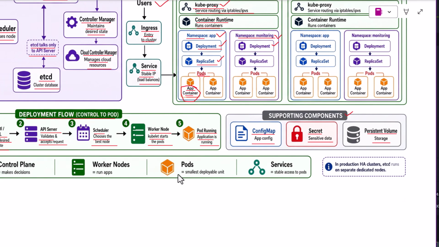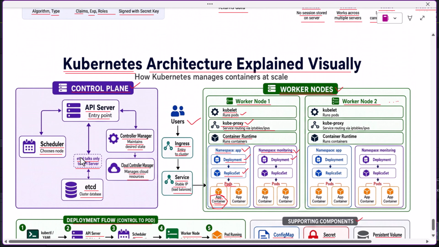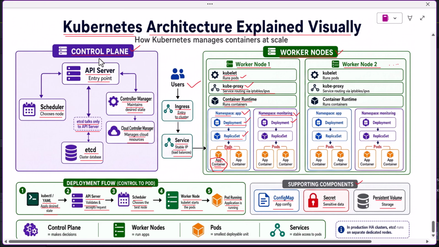Now let's quickly summarize the complete Kubernetes architecture. The control plane makes decisions and manages the cluster. The API server is the entry point. It stores cluster data. The scheduler chooses the best worker node. The controller manager maintains the desired state. The cloud controller manager handles cloud resources. Worker nodes run the actual applications. Kubelet runs and monitors pods. Kubeproxy handles service routing. The container runtime runs containers.